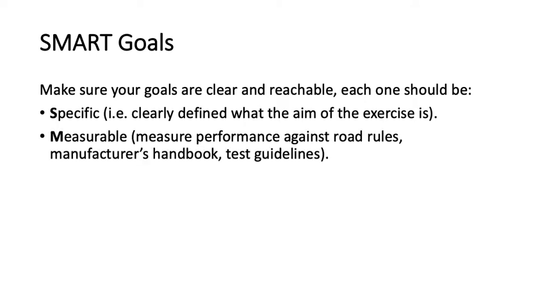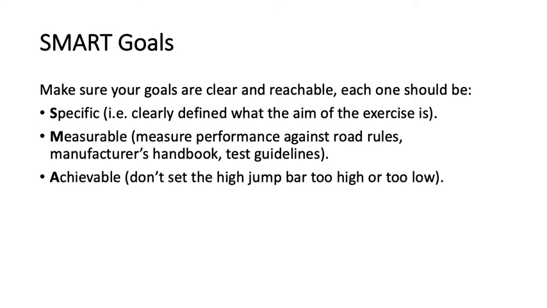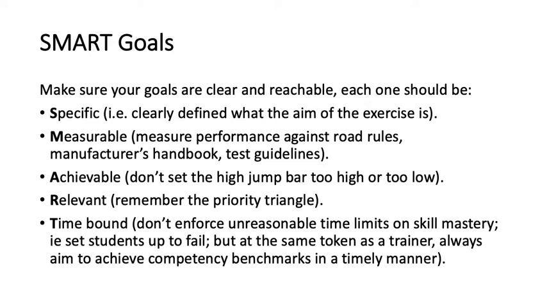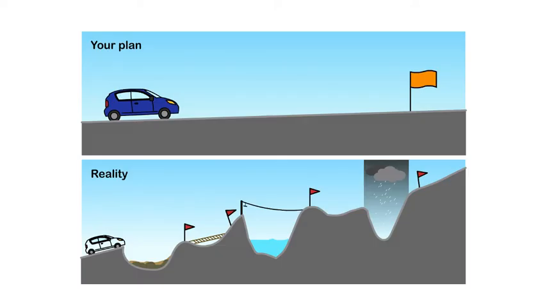Measurable: measure performance against road rules, manufacturer's handbook, test guidelines. Achievable: don't set the high jump bar too high or too low. Relevant: remember the priority triangle. And time-bound: don't enforce unreasonable time limits on skill mastery. That is, don't set the student up for a fail, but at the same token, as a trainer, always aim to achieve competency benchmarks in a timely manner.